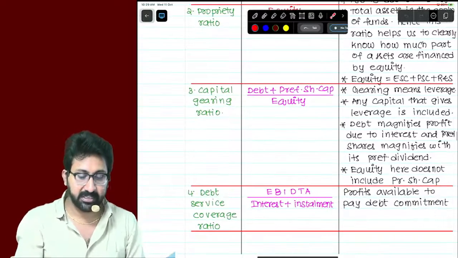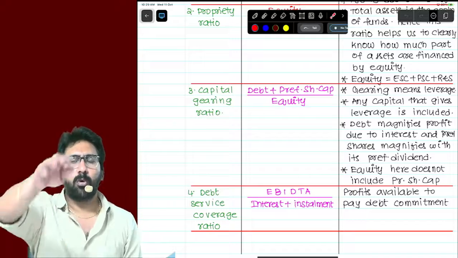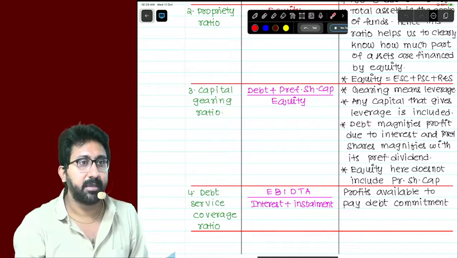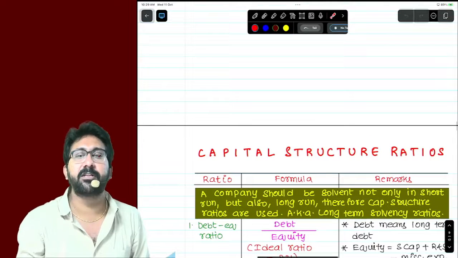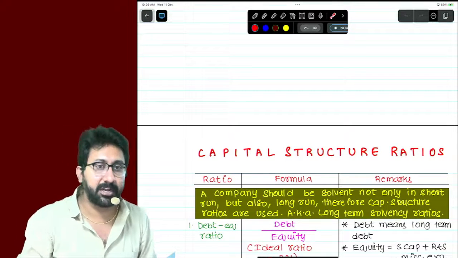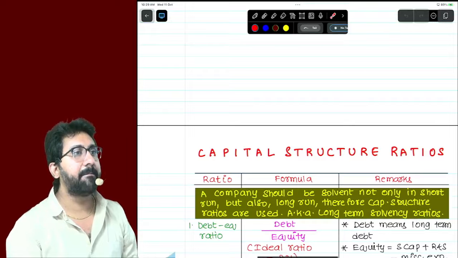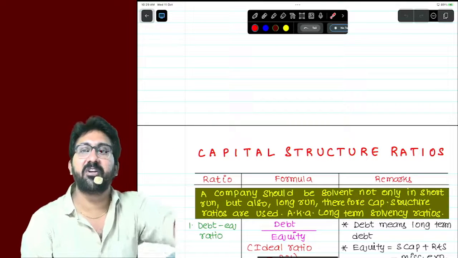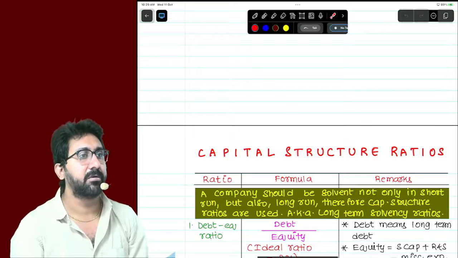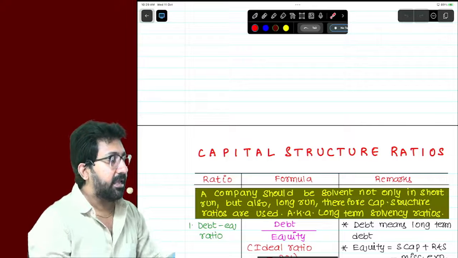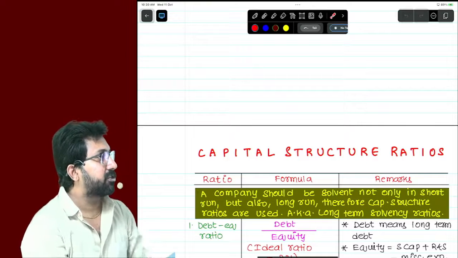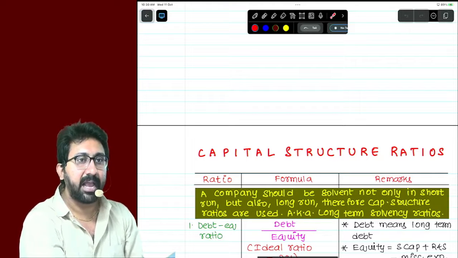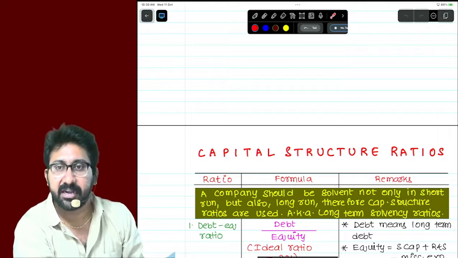Next. What is the next one? The third one is the most important ratio in the entire capital structure ratios: the capital gearing ratio. Capital gearing ratio is a debt equity ratio, but in a different way. What is the formula for the debt equity ratio? Debt by equity. In capital gearing, we should not consider preference shareholders or preference share capital as the owner. We should treat them as debt.